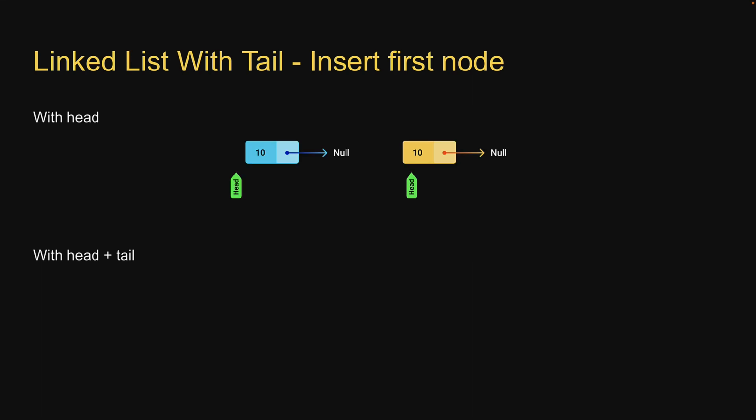We've already seen how a linked list with a head pointer works, so I'm going to use that for comparison. When the list is empty, we have just the head pointer pointing at null. With a tail, both head and tail point at null. To insert the first node in the list, we create a node and point head at that node. With a tail, to insert the first node in the list, we create a node and point both head and tail at that node. When there is only one node, it is both the first node and the last node.